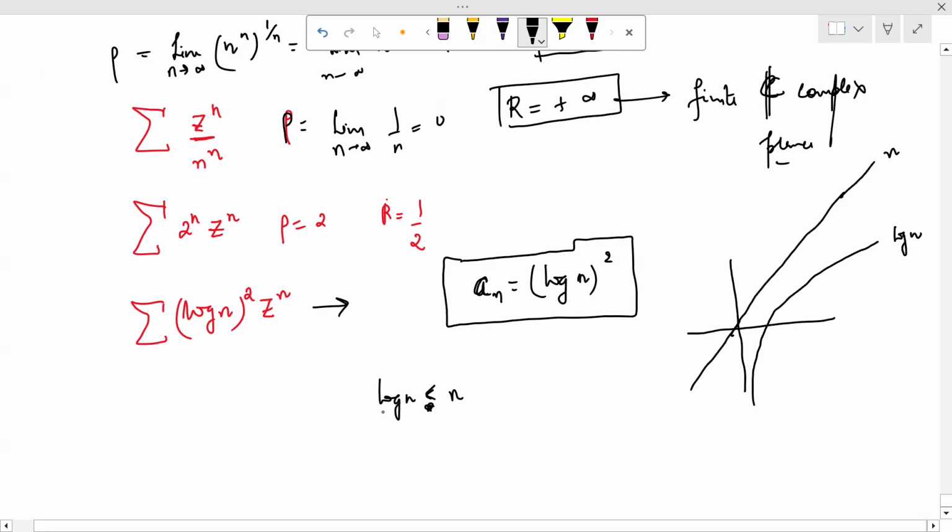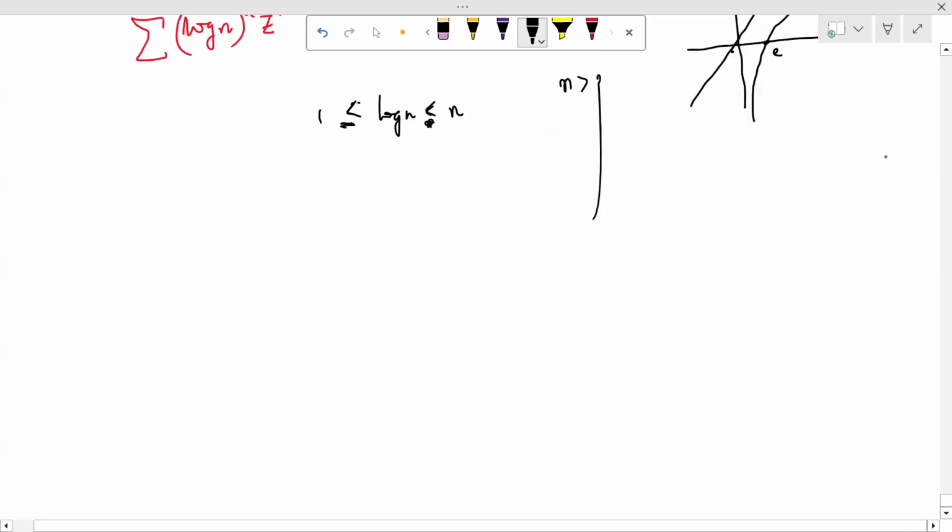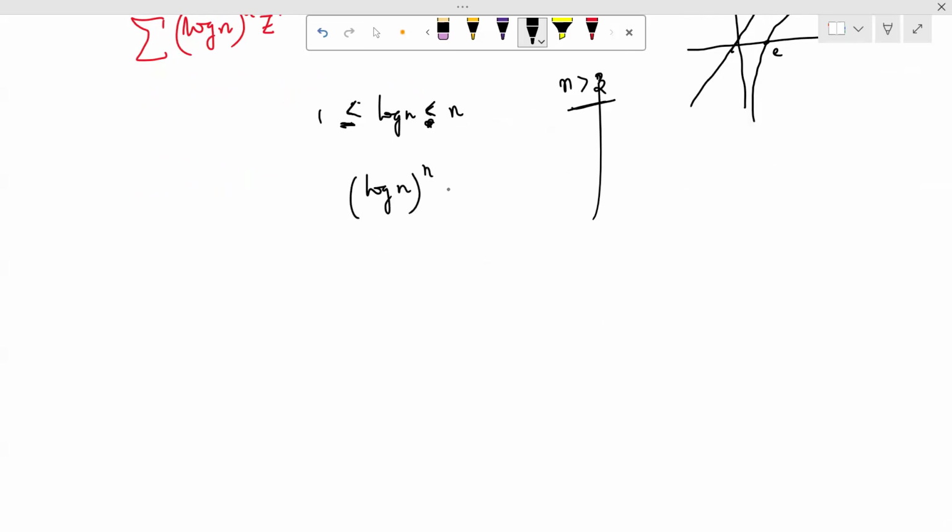Is that fine? And anyway, it is going to be greater than 1, because it achieves 1 at e. So beyond that, I know that it's going to be at least greater than or equal to 1. For large n, at least for all n greater than 3, I can write this. So log n whole square will lie between n square and 1.